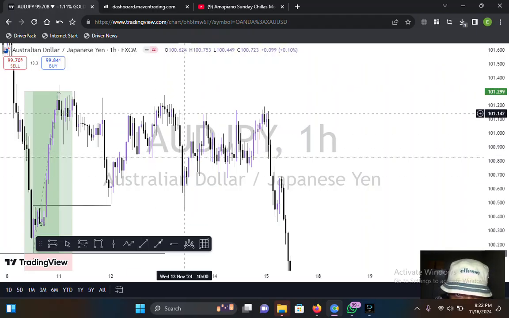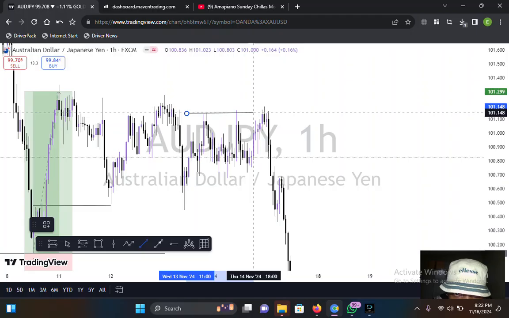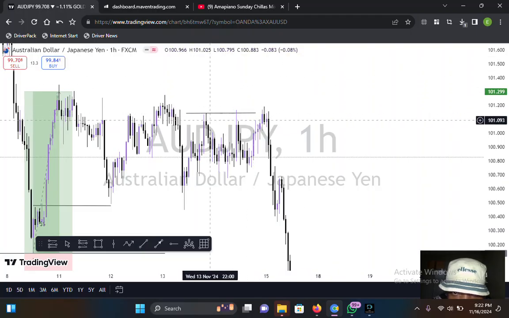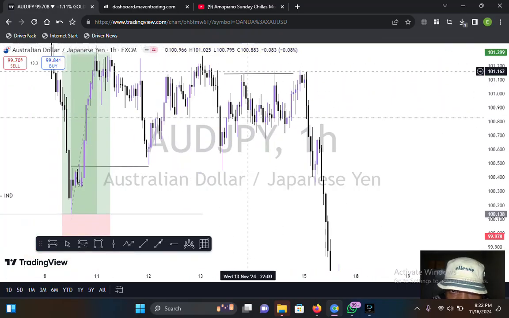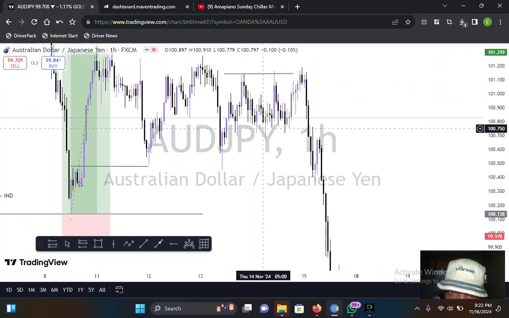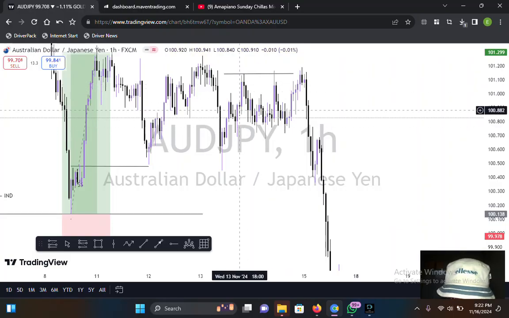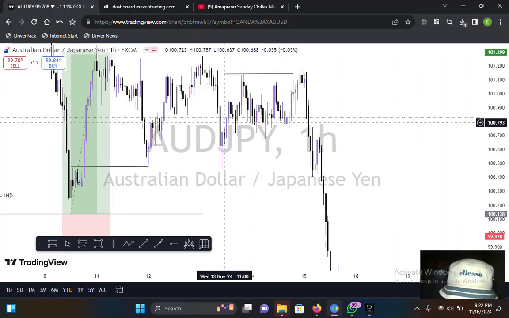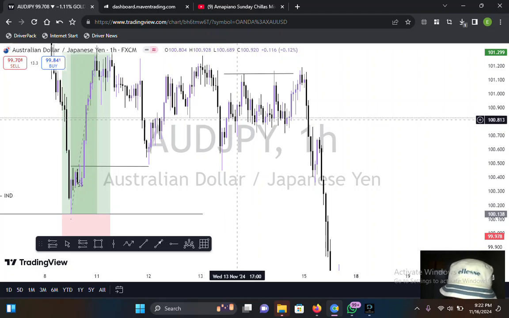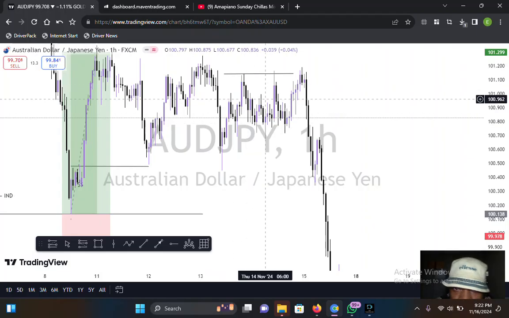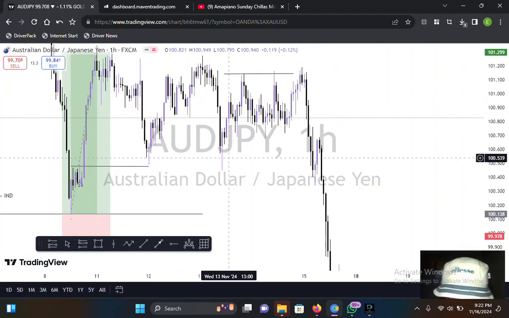We had what here? Here we had a liquidity sweep. See that liquidity was swept. After sweeping liquidity, it went down, it went down, it went down, it went down, but it was consolidating here.